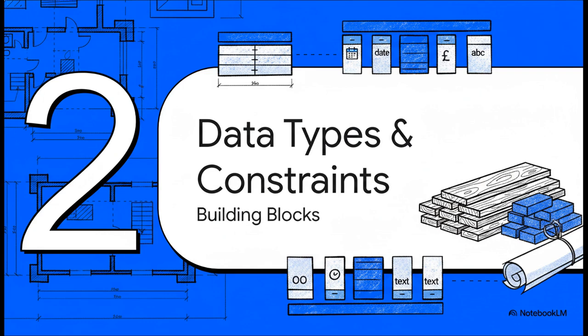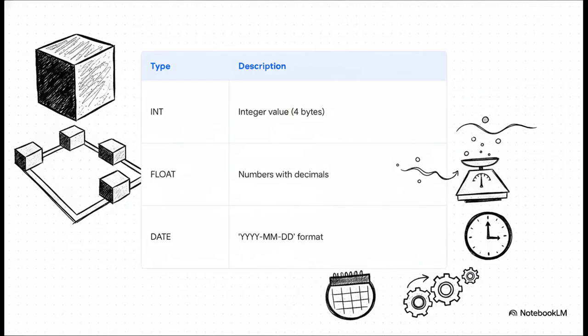Moving right along to Section 2, Data Types and Constraints. These are your foundational building blocks. Think of these as the specific materials you're using to build your house. In MySQL, you've got a few essential building blocks. First up is int, which stands for an integer. That takes up 4 bytes of storage, which literally gives you a range from -2 billion all the way up to +2 billion. Crazy, right?